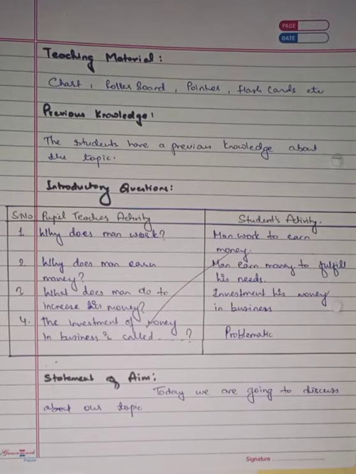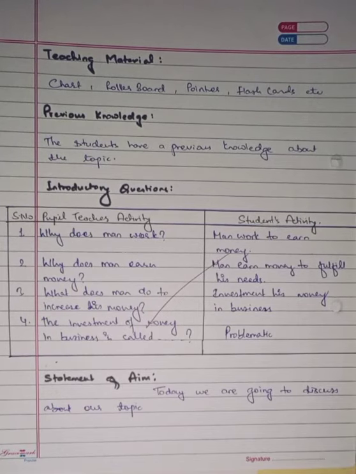The first question is: why does man work? The student's response is: man works to earn money. The second question is: why does man earn money? The student's response is: man earns money to fulfill his needs. The next question is: what does man do to increase his money? The student's response is: he invests his money in business. Another question is: the investment of money in business is called what? This is the problematic question to the students, so we have to write problematic or no response in the students' activity or students' response section.